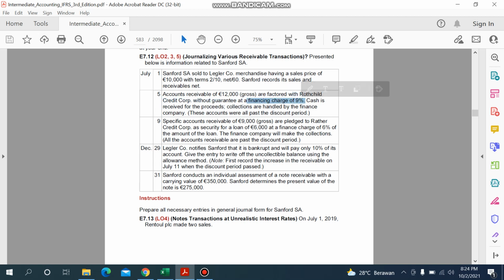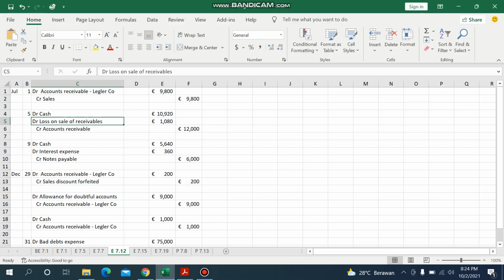So there is no percentage for the factoring firm to retain some money from the Stanford SA company. So we can just record directly: debit cash, debit loss on sale of receivables, credit accounts receivable. The accounts receivable will be 12,000. The loss on sale will be 9% of the receivable sold, so 1,080. And then the cash is 10,920. So there is no yield from the factoring firm because there is no percentage of that retainment.